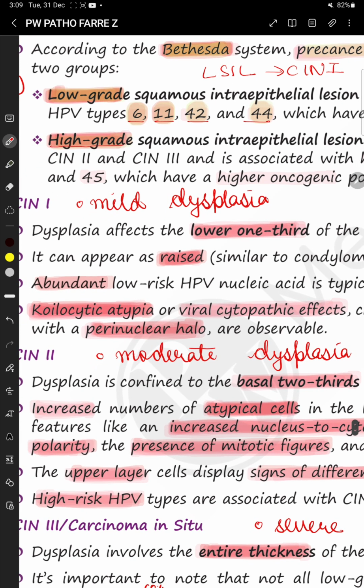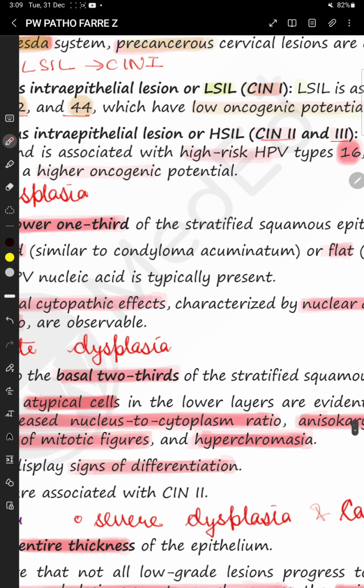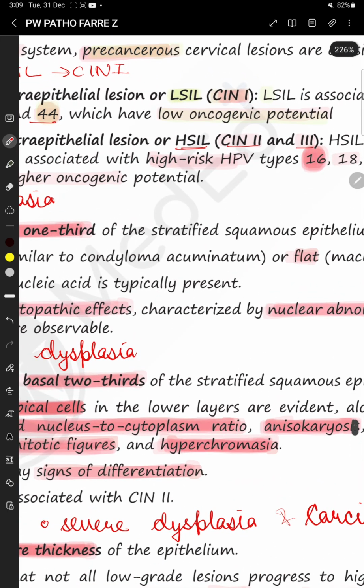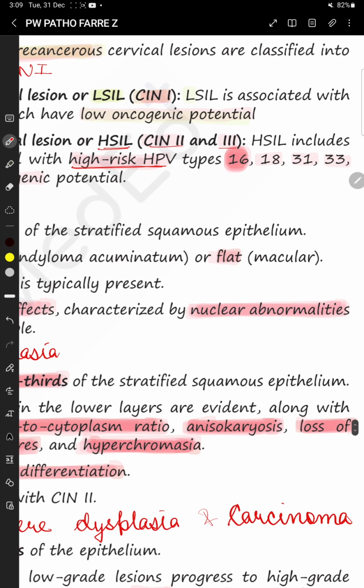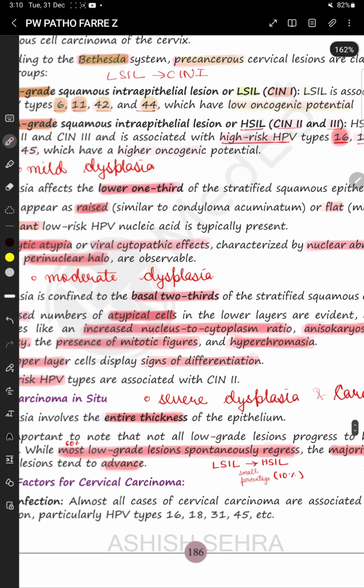And the high grade squamous intraepithelial lesion, इसमें CIN2 और 3 आते हैं. CIN2 और 3, these are high grade squamous intraepithelial lesion or HSIL, and these are associated with high risk HPV, that is types 16, 18, 31, 33 and 45. HPV type 16 is the most common cause.